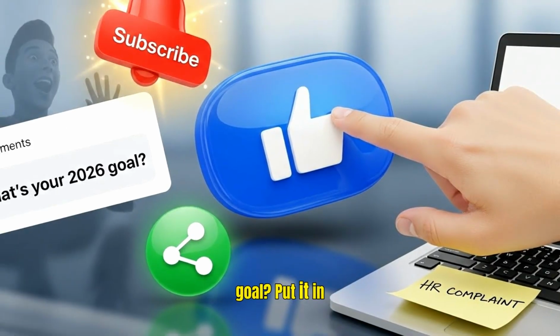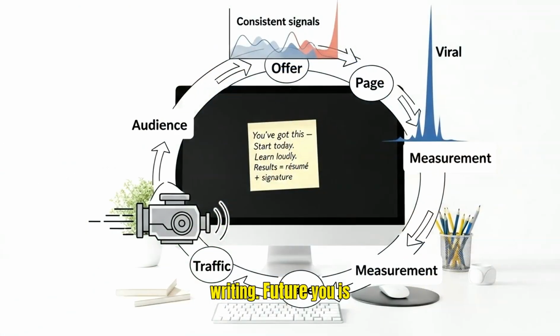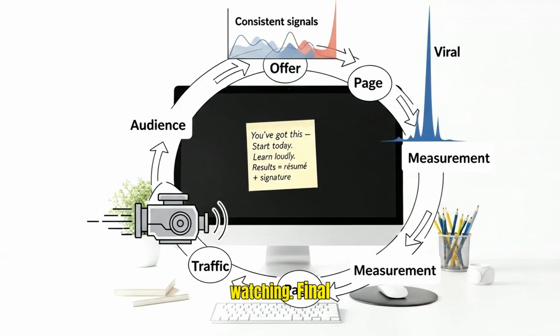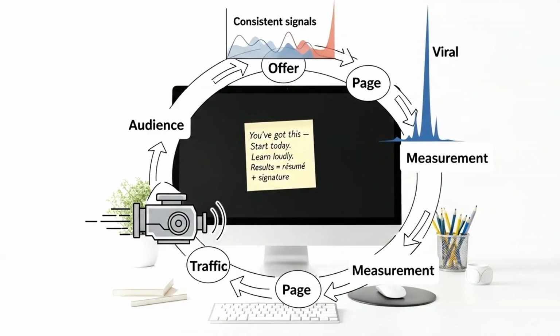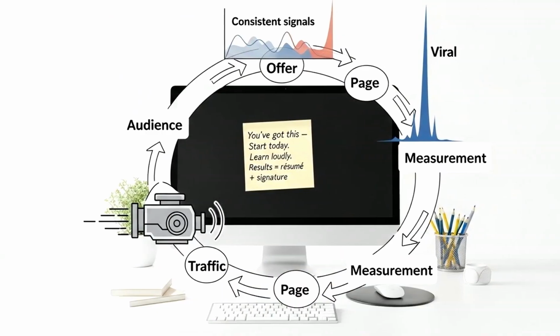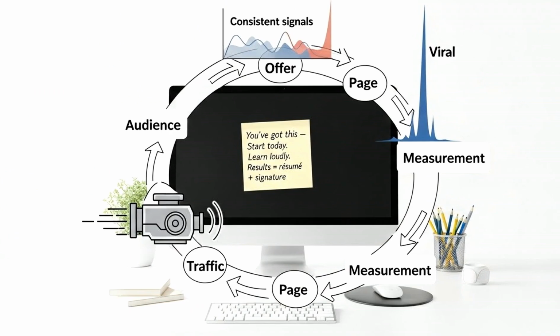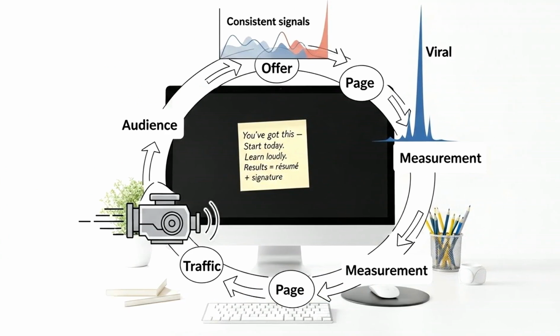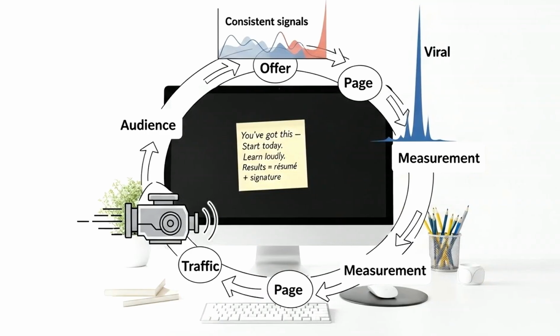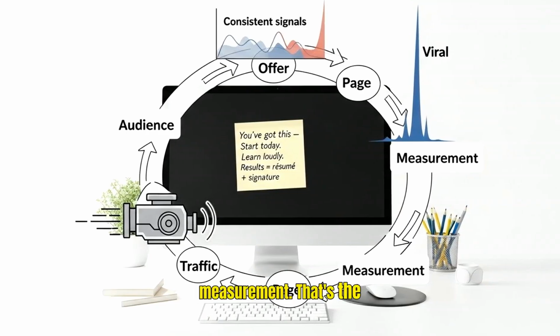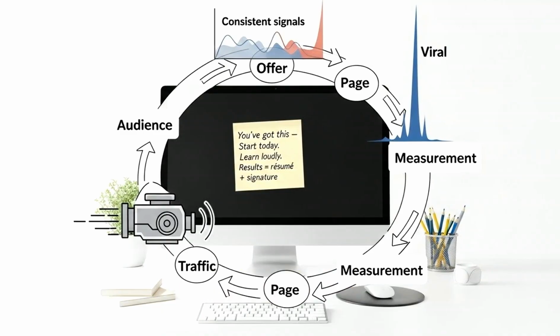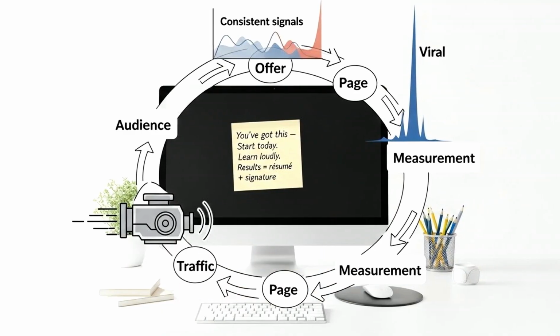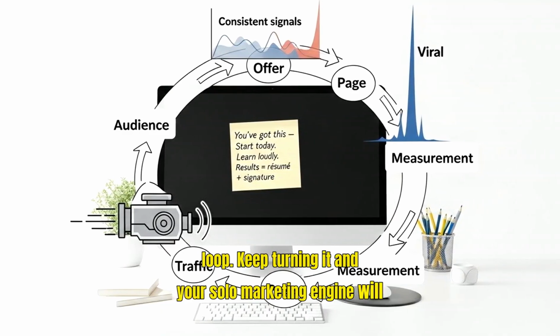Final mindset. Consistent signals beat viral spikes. Show up. Measure, improve, repeat. When you get stuck, return to the chain. Audience, offer, page, traffic, measurement. That's the loop. Keep turning it, and your solo marketing engine will hum. You've got this. Start today. Learn loudly and let results be your resume and signature.